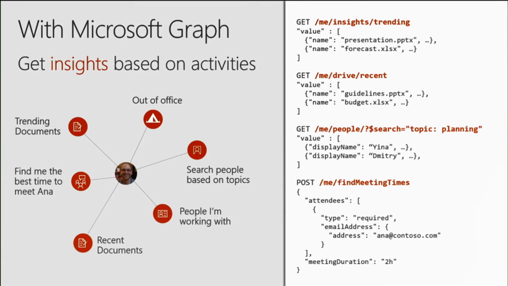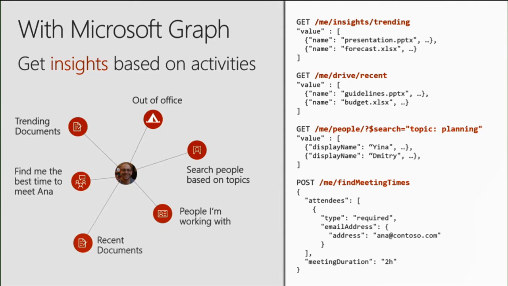So there are a whole bunch of insights that are calculated in the platform based on the activities that users perform. So for example, if I'm sending mail to Jeff a lot, or I'm in meetings with Jeff a lot, then he becomes an important person to me. So he shows up as a relevant person in the people API. So when I go and I query people, I will see Jeff near the top of the list because he's very relevant in my day-to-day communications.